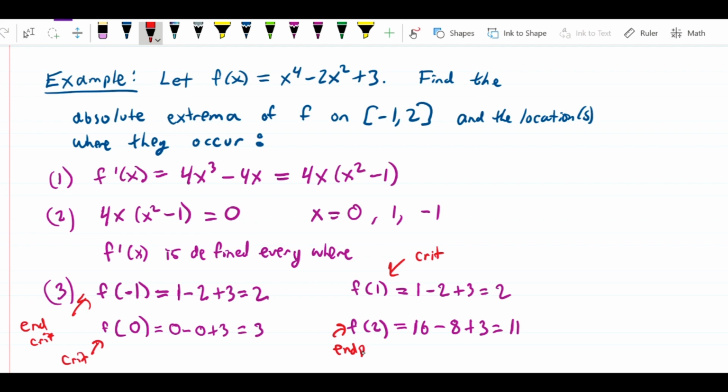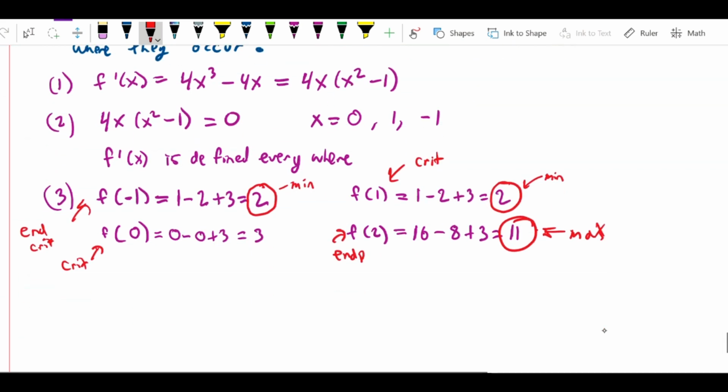So what we can see is that the lowest value that appears is 2, and it actually appears in both places. So this appears to be the absolute min. And the highest value that appears is 11, so that's the max. We also got a 3, but that's right in the middle between 2 and 11, so it's neither a min nor a max.